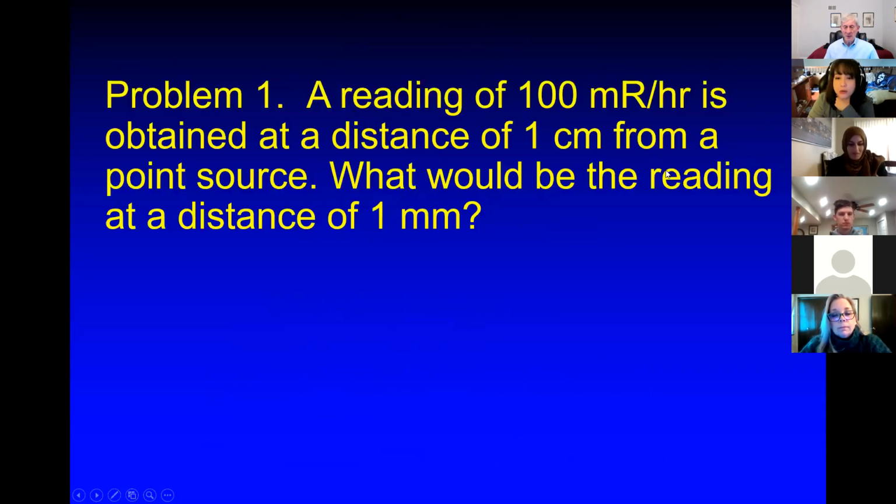Let's see, how about this one? I have a reading of 100 at 1 centimeter. We move from 1 centimeter to 1 millimeter. We are 10 times as close. That reading is going to go up by a factor of what? Remember, it's a square relationship. It's going to go up by a factor of 10 squared. And so the answer should be 10,000.